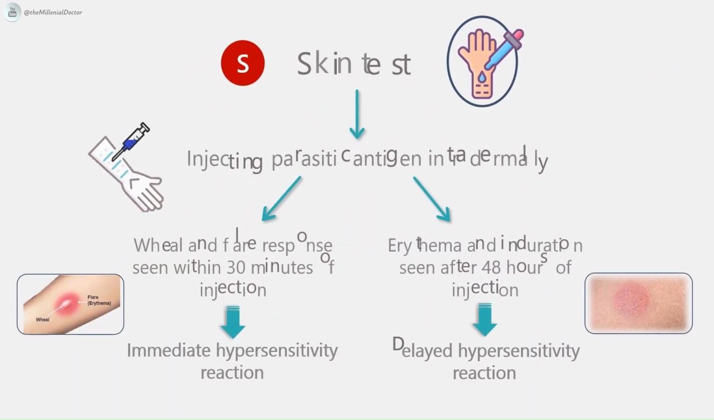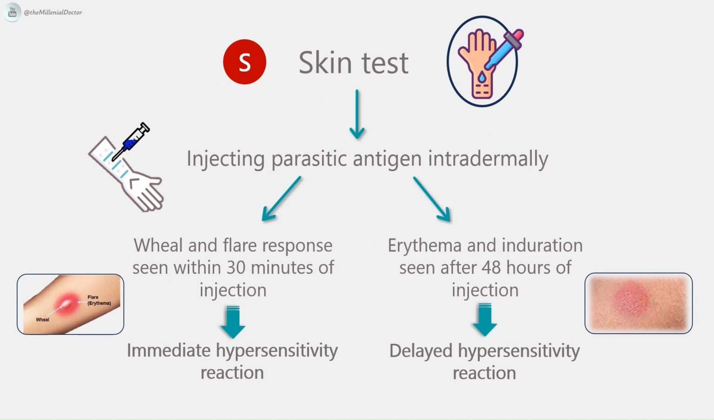Next, skin tests. Skin tests are performed by injecting parasitic antigen intradermally and observing the reaction. In immediate hypersensitivity reaction, wheal and flare response is seen within 30 minutes of injection, whereas erythema and induration seen after 48 hours of injection is called delayed hypersensitivity reaction. Some important skin tests are Casoni's test in hydatid disease, Montenegro test or Leishmanin test done in Kala-Azar, Fairley test done in schistosomiasis, and Bachman intradermal test done in trichinellosis.